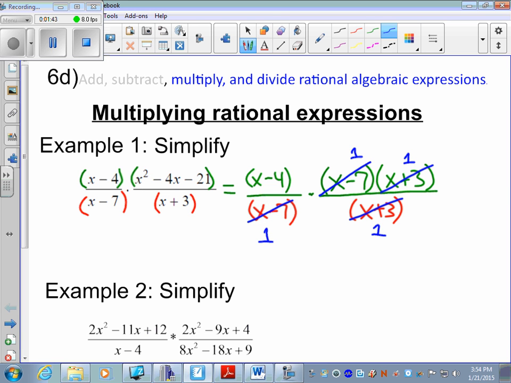You can put 1s all over the place if you like when you do this. But then you have x minus 4 times 1 times 1. It's just x minus 4. And in the denominator you have 1 times 1, which is just 1. Divided by 1, you don't need to write it. You just have x minus 4.